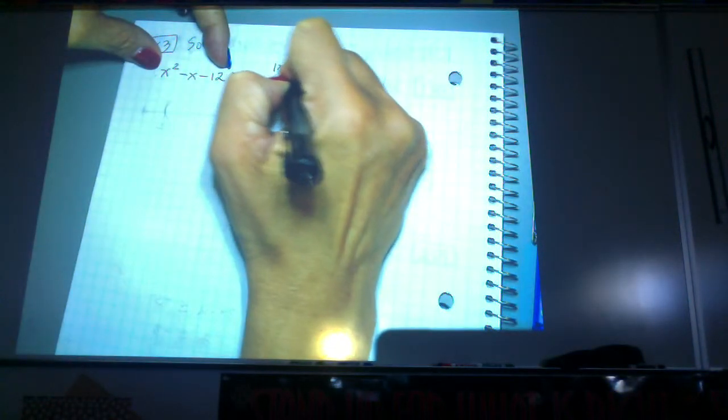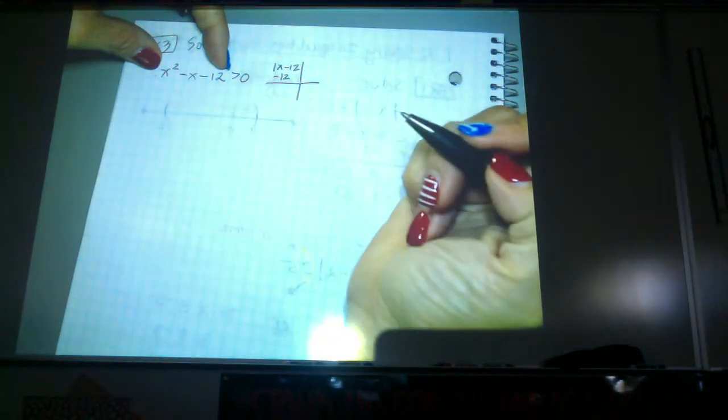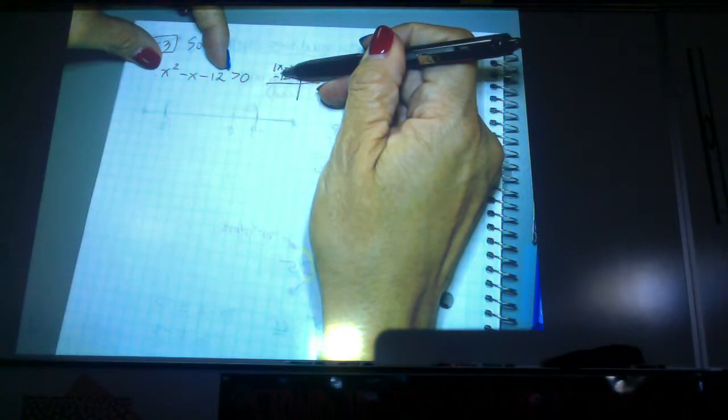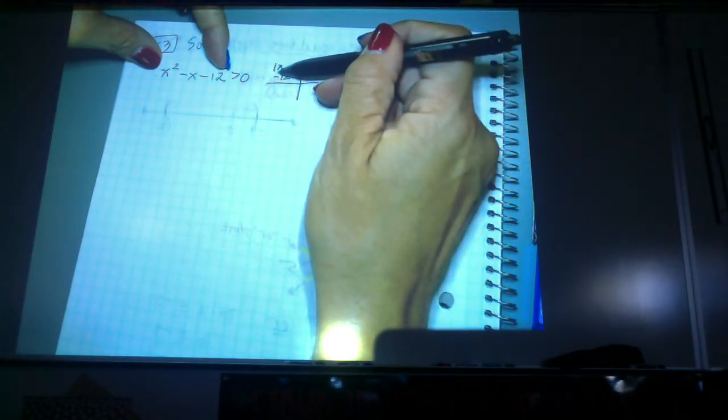So if I multiply these together, my bookends, 1 times negative 12, I get a negative product of 12. What does that mean I'm doing with the factors of 12? Am I adding them or subtracting them? Subtracting. So I'm subtracting the factors of 12. I'm looking for my middle term of negative 1. What factors of 12 subtract to give you 1? 3 and 4.